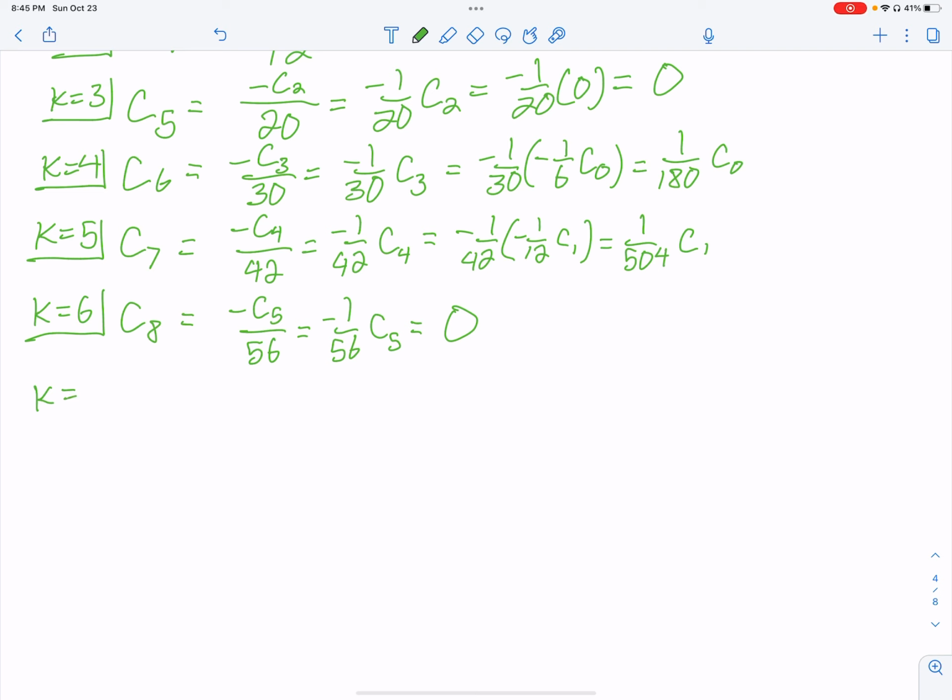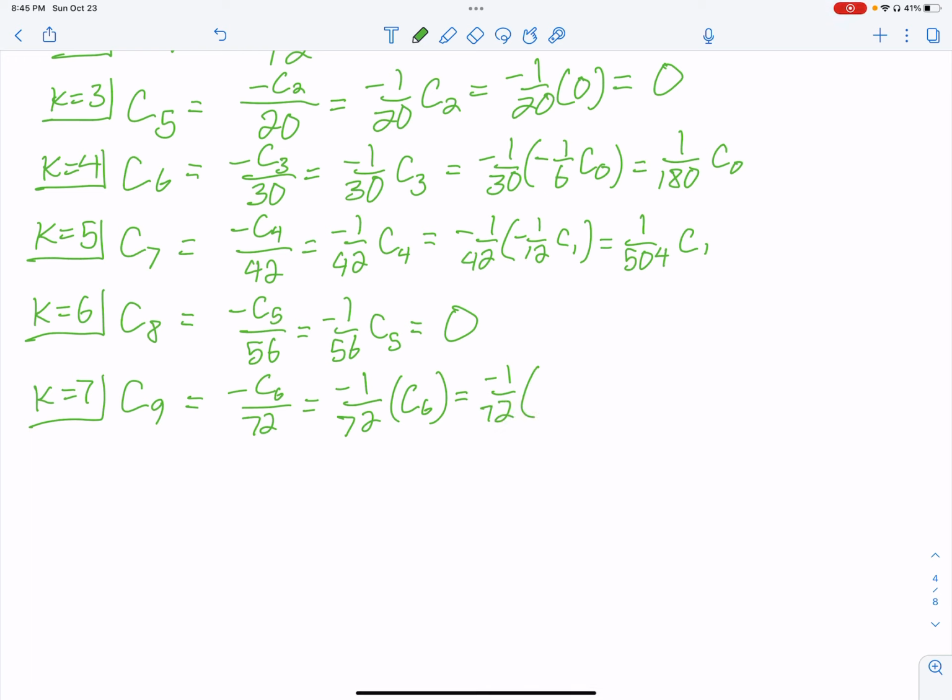So now I go k equals 7. That's going to give me c_9, which is negative c_6 over 72. That is negative 1 over 72 times c_6. I look above to get c_6, which is 1 over 180 c_0. And that is negative 1 over a big number, 12960 c_0. Then k equals 8.